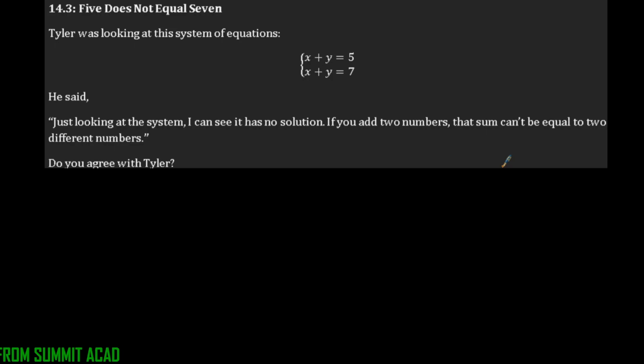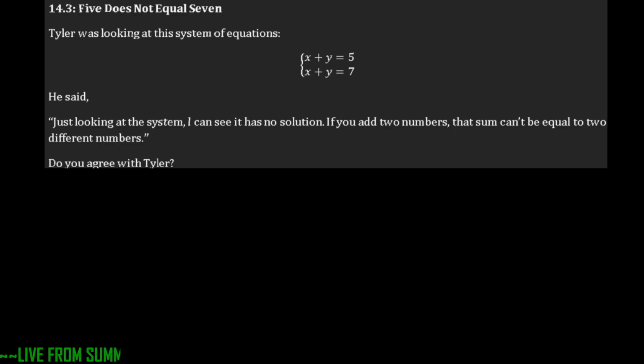All right, so now that you finished that last part, for the next part, it says Tyler was looking at the system of equations. So it has x plus y equals 5 and x plus y equals 7. So he said, just looking at the system, I can see it has no solution. If you add 2 numbers, the sum can't be equal to 2 different numbers. Do you agree with Tyler?